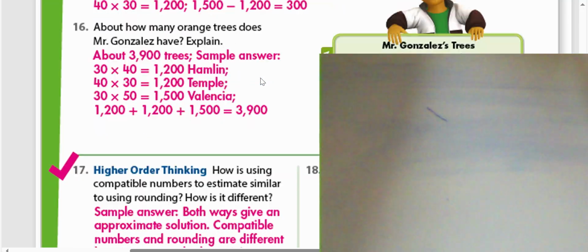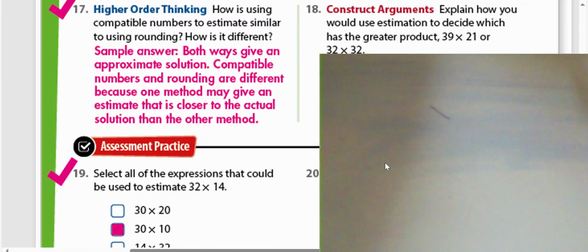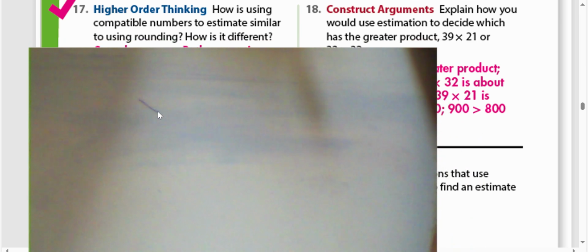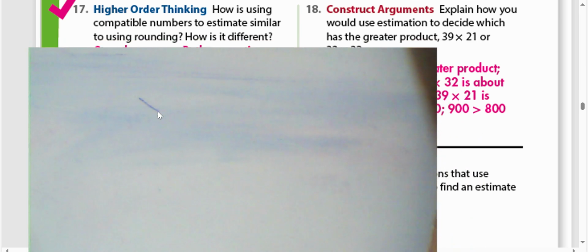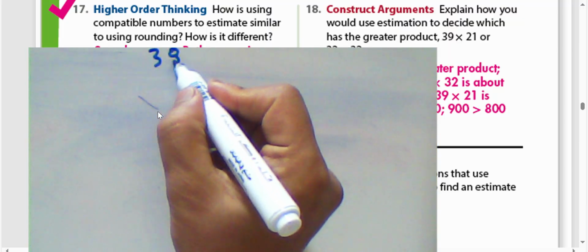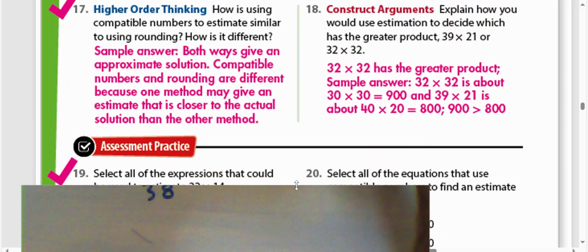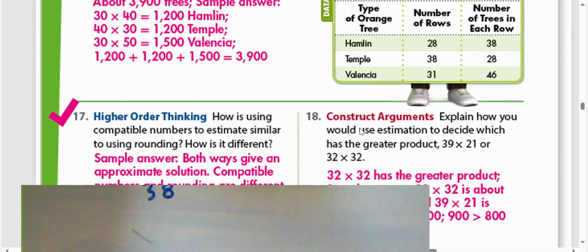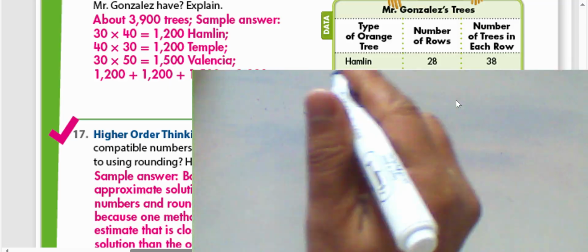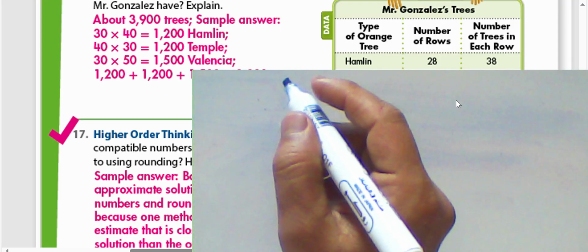Okay, next question. Write order thinking. How is using compatible numbers to estimate similar to using rounding? How is it different? Okay, we have this question. I will give you an example to explain it. Okay, like this. What about 28? I will solve this example by two strategies, compatible numbers and rounding.